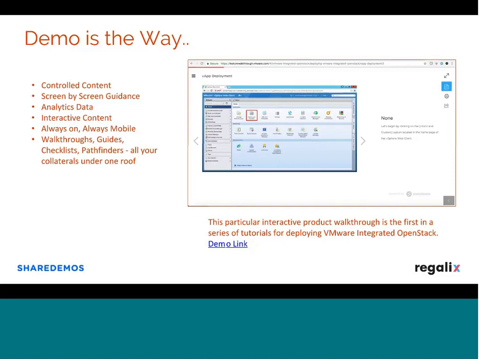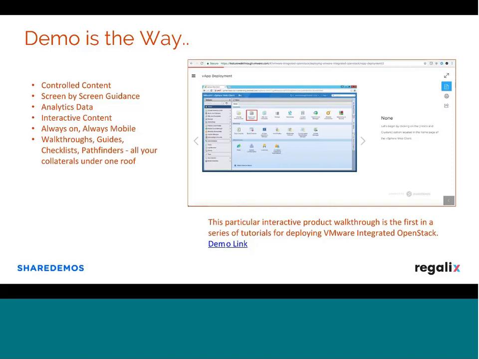Can I get them on mobile so that I am always on the go? And obviously there could be a lot of other features that I would want. I would want a guide, a checklist, and pathfinders. For example, if I'm looking for something, how do I find it? The system should assist me in finding it. And that is where Regalix came up with a concept called Share Demos.